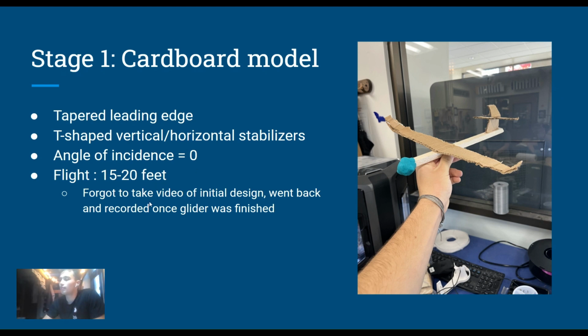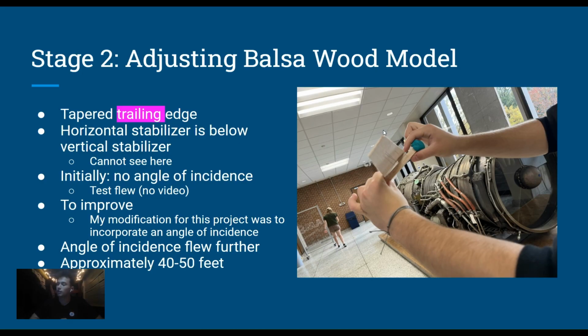I forgot to take an initial video of it. However, I did go back afterwards and try to recreate it, so I'll show that now. Once I got a better idea of how to actually throw the plane and some key components of the horizontal and vertical stabilizers, I began to construct a balsa wood model. It wasn't permanent at first, it was mostly made out of tape.